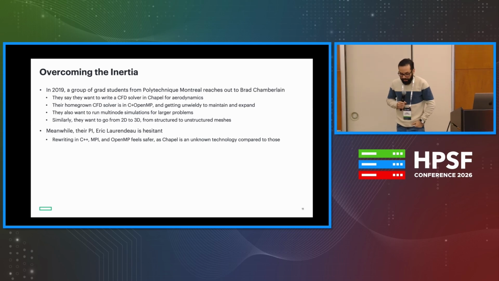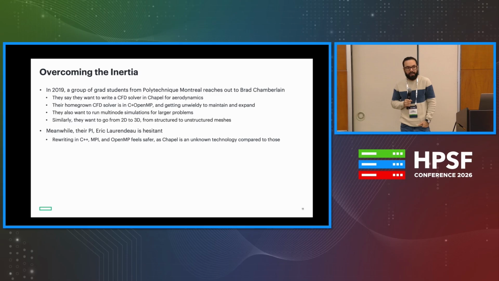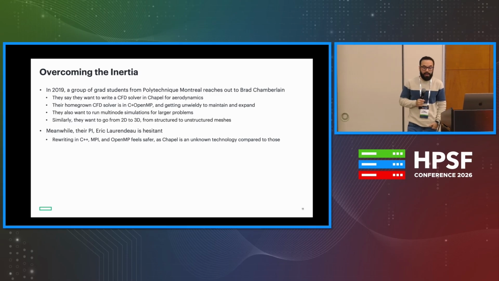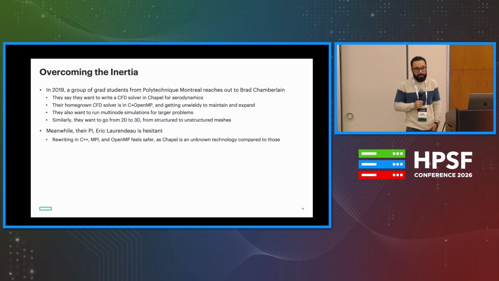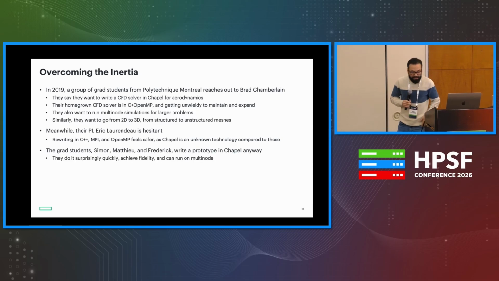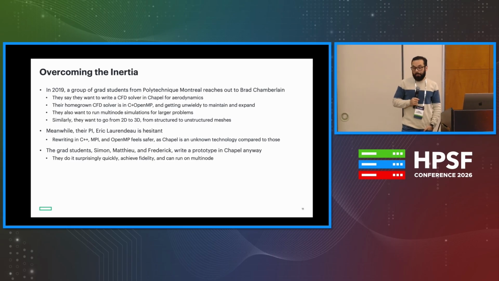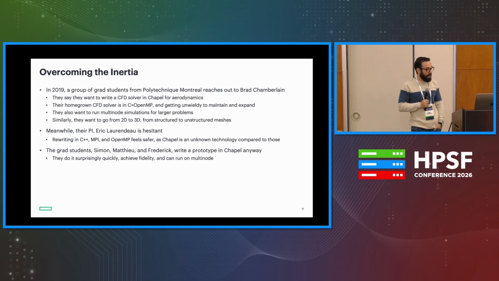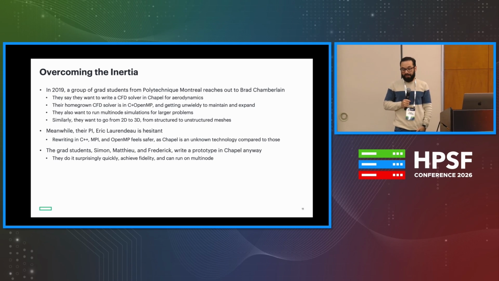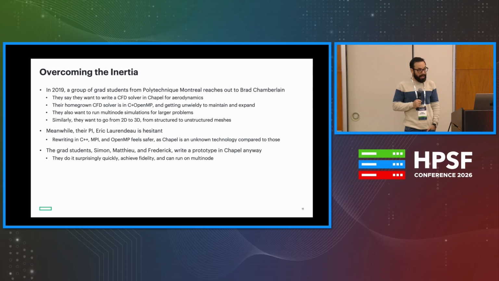Meanwhile, their PI, Eric Laurendeau, is hesitant because C++, OpenMP, and MPI are kind of the de facto tools that are out there and feel much safer, whereas Chapel is practically an unknown compared to those three, right? Which is a completely understandable worry. So these grad students, Simon, Matthew, and Fred, just implemented it in Chapel nonetheless. They went against their PI's wishes on their own free time, and they demonstrated that they could actually do it surprisingly quickly from scratch in Chapel, achieve fidelity against the experimental results, and run on multi-node.